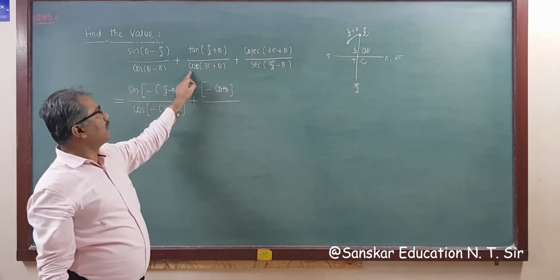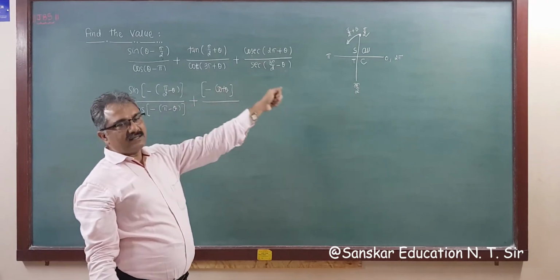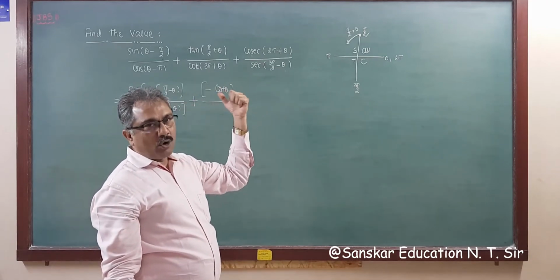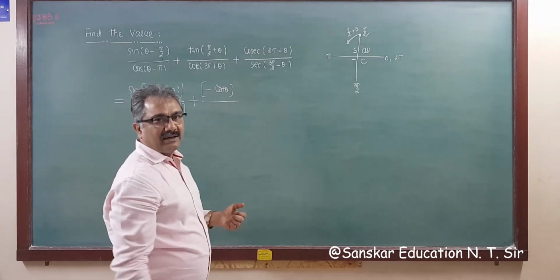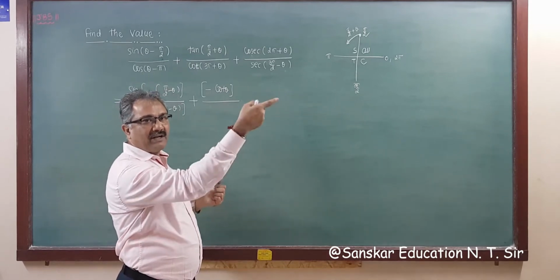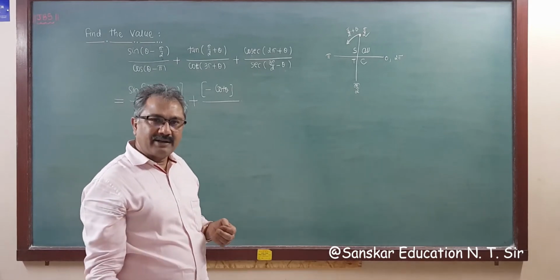Right? Now here, cot(3pi). 3pi means an odd multiple of pi, which is on the left hand side, and an even multiple of pi is on the right hand side, as you know.